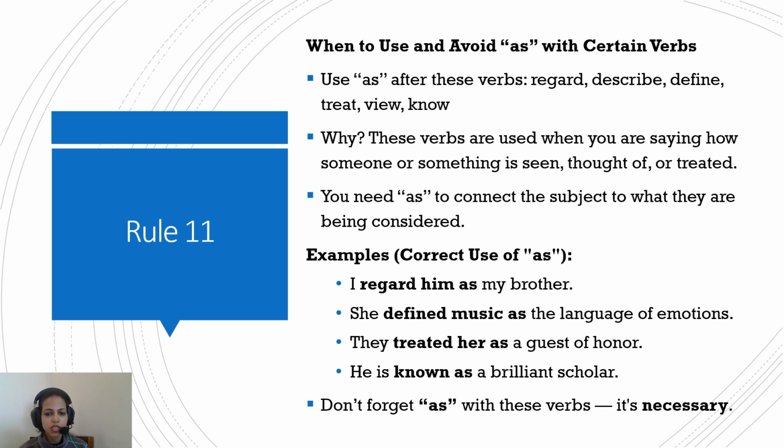So here, something that is seen as to be like these two parts are being added, I mean, joined by the use of the word "as". So it's important to use the word "as" when you are dealing with these verbs: regard, describe, define, treat, view, know. The general meaning of all these verbs is more of a description kind of thing. These are sort of describing.